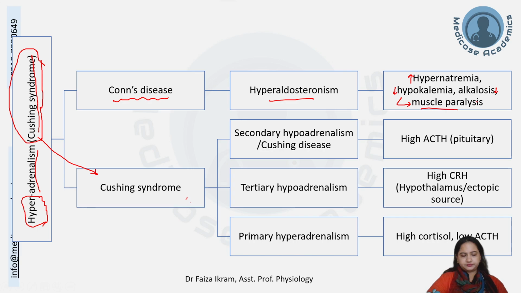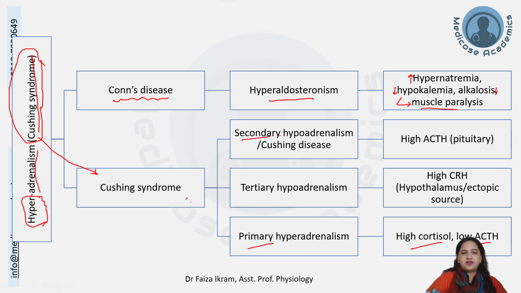It will be primary, secondary, and tertiary Cushing syndrome. Primary will be if there is primary defect in the adrenal gland. For example, a tumor of the adrenal gland will produce high cortisol, high aldosterone, high androgens, and that will provide a negative feedback to decrease the production of ACTH. So if you have a patient with the symptoms of hyperadrenalism, in which cortisol is high and ACTH is low, you can expect this is primary hyperadrenalism.